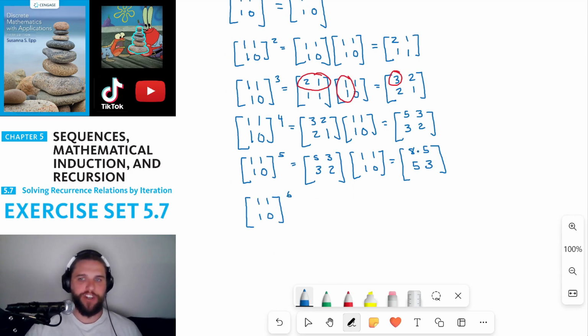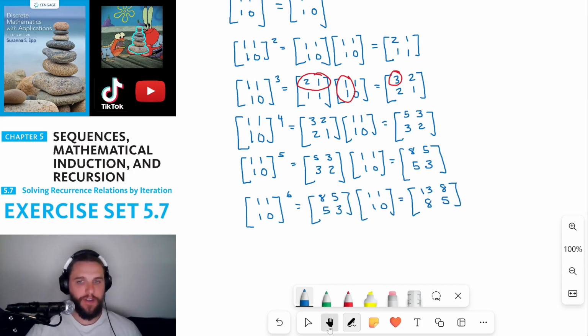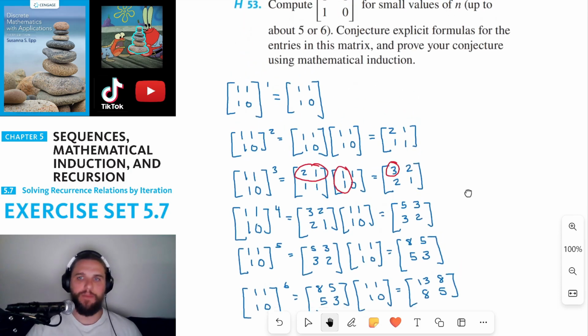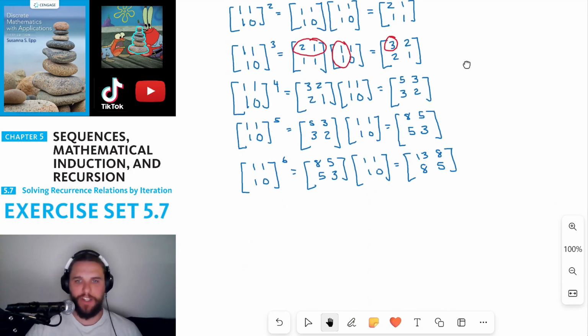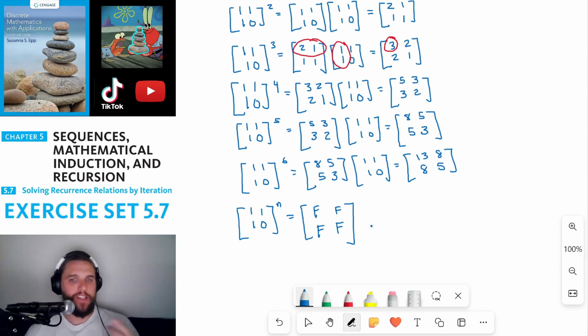Now my conjecture is that this is going to be, instead of 8, 5, 5, 3, it'll be 13, 8, 8, 5. But let's see if that's actually true. And sure enough, it is. So now we can start to make some conjectures for explicit formulas. So we can say that raising this matrix to the nth power is going to give us a 2 by 2 matrix where all of the entries are Fibonacci numbers.